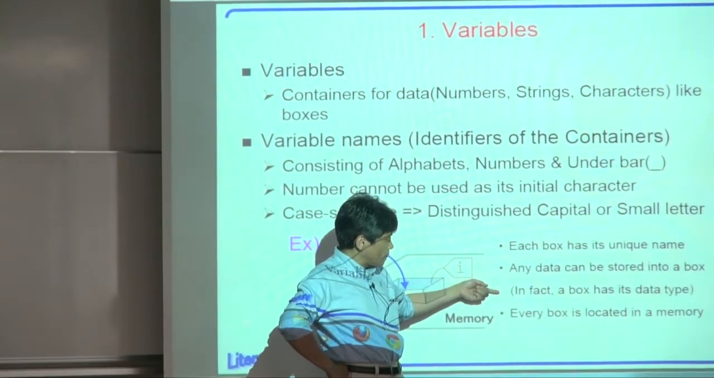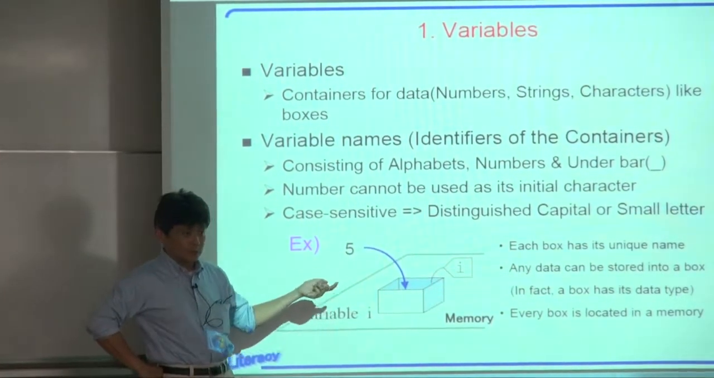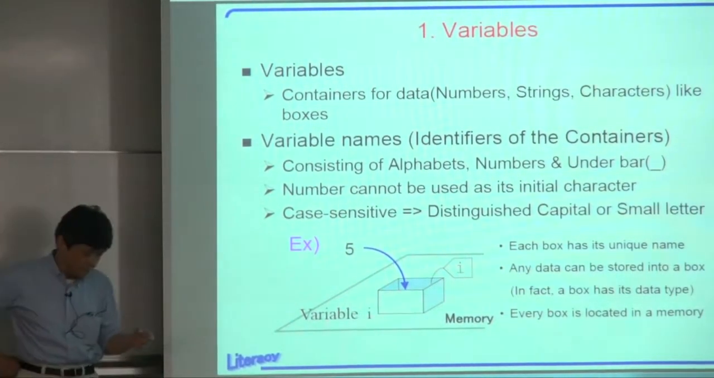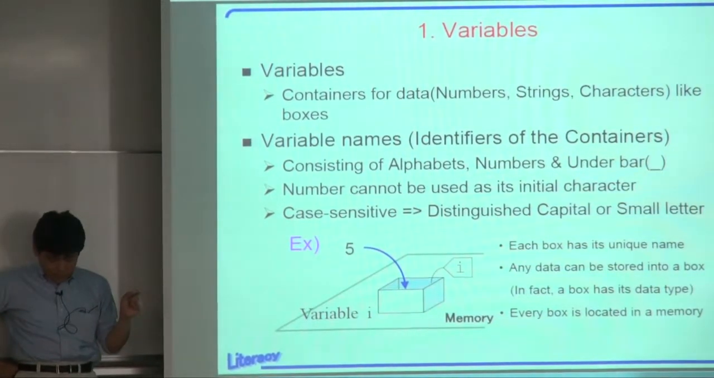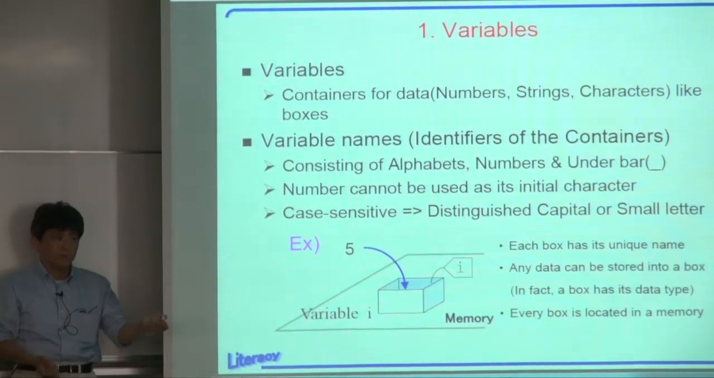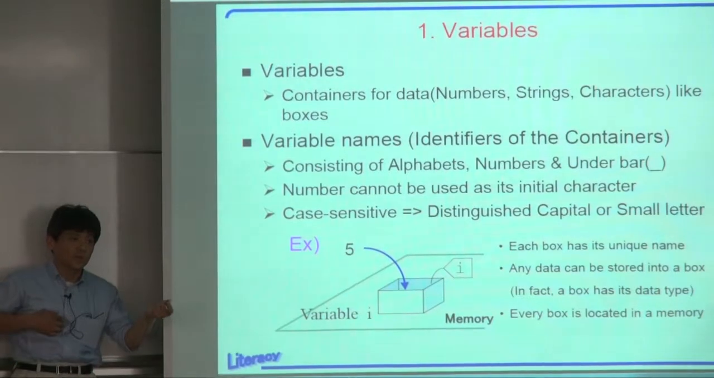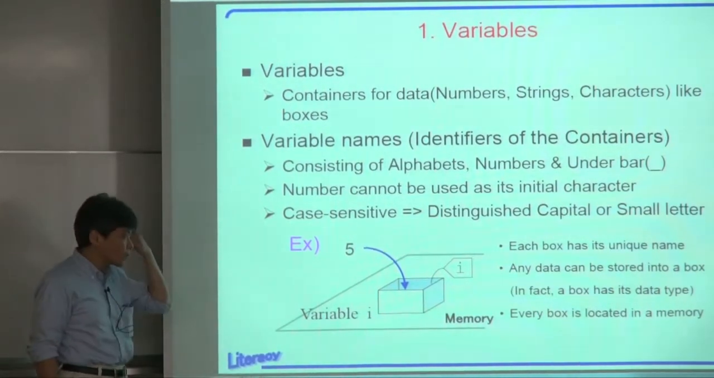And actually, each box has its own data type. Because the data type is different, the necessary size of the data is also different. So you have to define the data type: integer type, floating point number type, double precision floating point number type, string type, and so on.